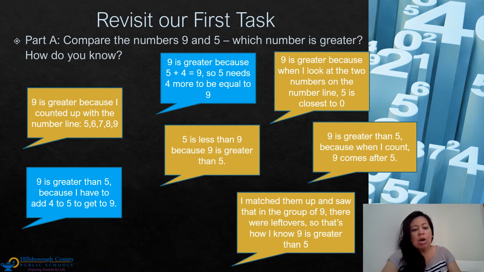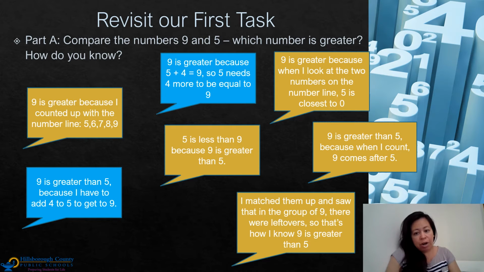Here in the blue, we get a little bit more complicated. So we have 9 is greater because 5 plus 4 equals 9. So 5 needs 4 more to be equal to 9. And then 9 is greater than 5 because I have to add 4 to 5 to get to 9. So thinking about what you've done with addition and subtraction, those responses from those students are having all of those strategies that you've worked on. They're starting to internalize them and use them to compare.